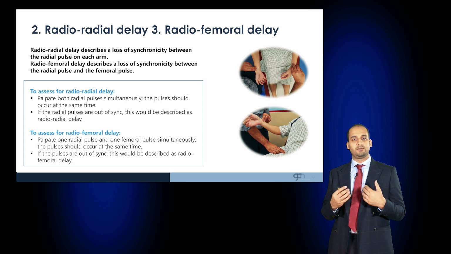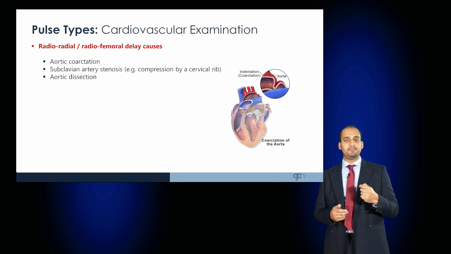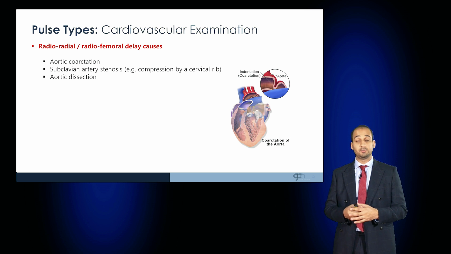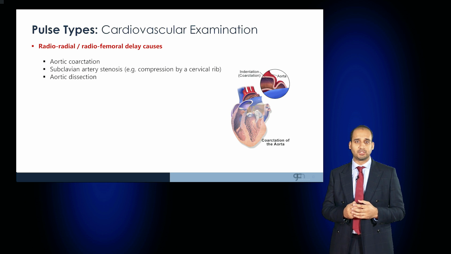Now, radial and radiofemoral delay describes a loss of synchronicity between the pulses. If there's radial or radiofemoral delay, this might be as a result of aortic coarctation, subclavian artery stenosis, which can be as a result of compression from a cervical rib, or aortic dissection.